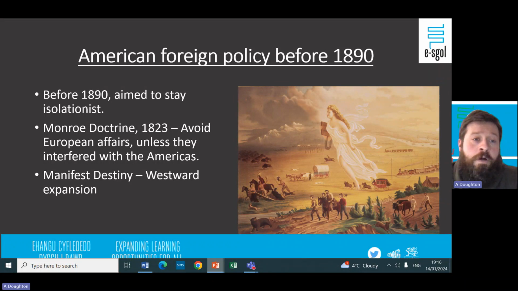They did follow a foreign policy of the Monroe Doctrine from 1823, which said that they would avoid European affairs unless they interfered with the Americas. So any attempts to colonize the Americas by Europe would be seen as unfriendly, and America could get involved. They also believed in manifest destiny. This belief that it was their destiny, the white settlers, to take the whole of the North of America.